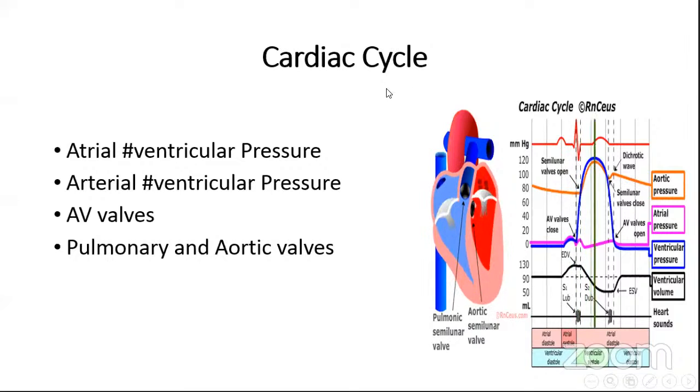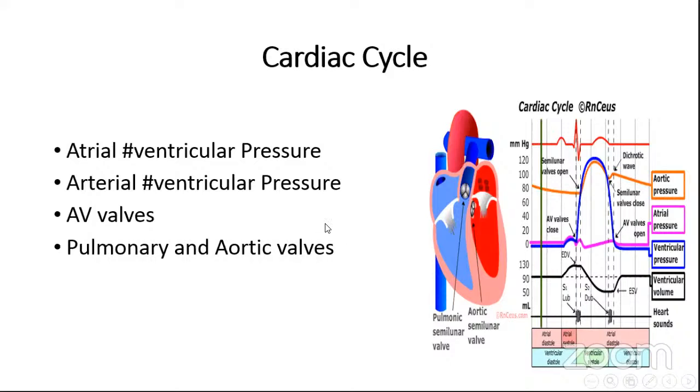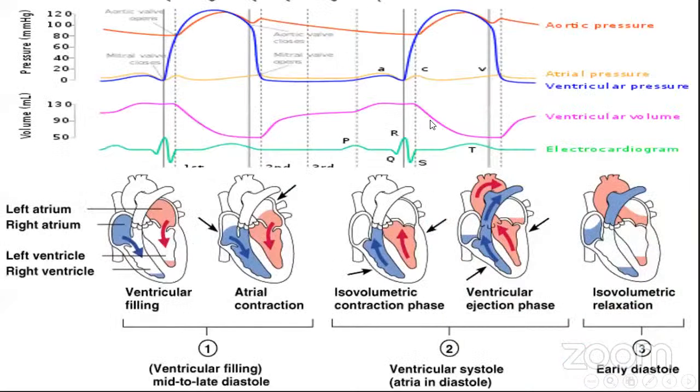I will present an overview of the cardiac cycle, naming different phases. We will discuss the atrial versus ventricular pressure, arterial versus ventricular pressure, what is happening to AV valves, and what is happening to pulmonary and aortic valves. Now, this figure represents the different pressure of aortic, atrial, and ventricular pressure.